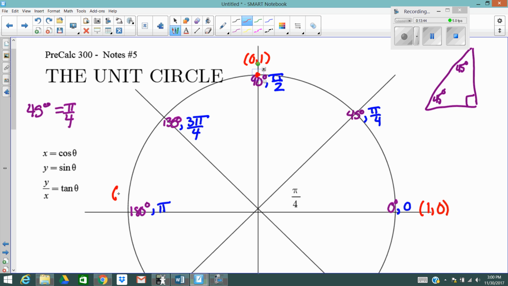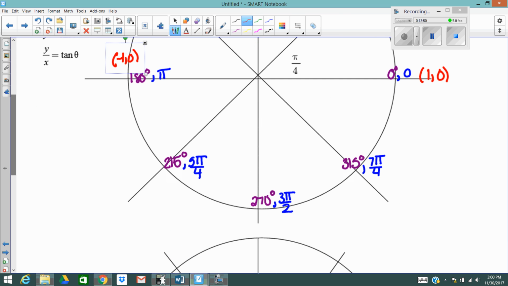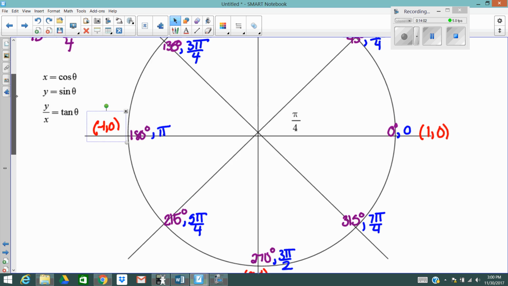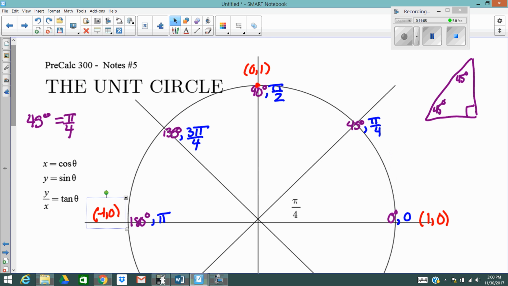And we know that this coordinate is negative 1, 0, because from my origin I went left 1. And I know that this point here is 0, negative 1, because from my origin I went down 1. So now that I got my 4 easy points in, let's go ahead and get our other ones using our triangle.